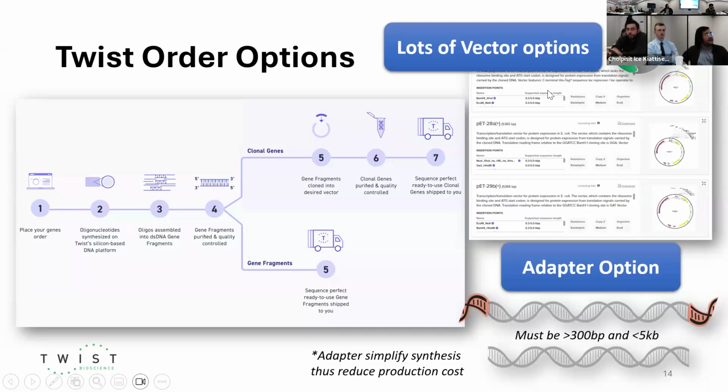In the options, there are a lot of vectors. I'll scroll through a little bit of the vector options. They have more than 20 that you can choose from. And you're just going to put those fragments into the plasmid.